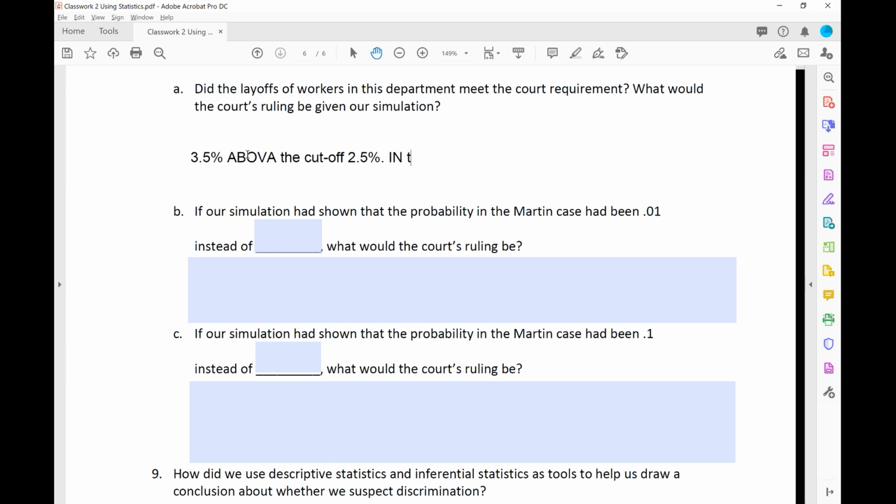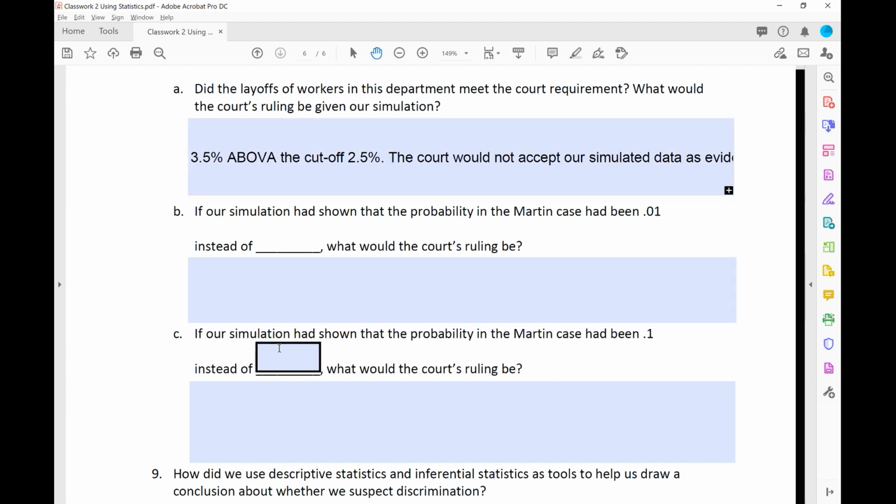In this case, right, in our case, the court would not accept our simulated data as evidence of discrimination. Right, so our evidence would be out in this case, based on our actual data that we came up with. Okay. Now on B and C, you'll see there's a small blank on those. Here you're just going to fill in that probability that we got back on 6E. So here again, I'm just rounding. I know mine was about 0.035.